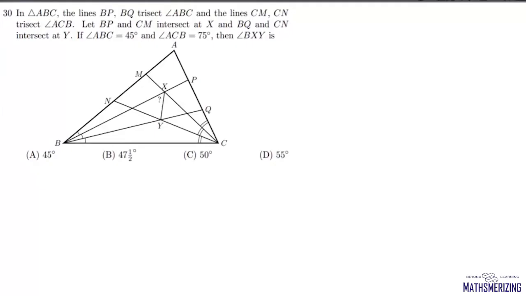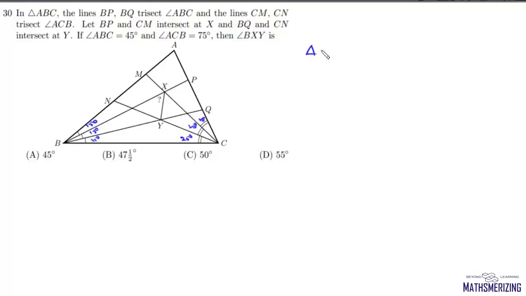And finally, question number 30: in a triangle ABC, lines BP and BQ trisect angle ABC, and lines CM and CN trisect angle ACB. Let BP and CM intersect at X and BQ and CN intersect at Y. If angle ABC is 45 and angle ACB is 75, then angle BXY is? Now, angle ABC is 45, so this is 15, this is 15, and this is also 15. And here it is 25, 25 and 25.